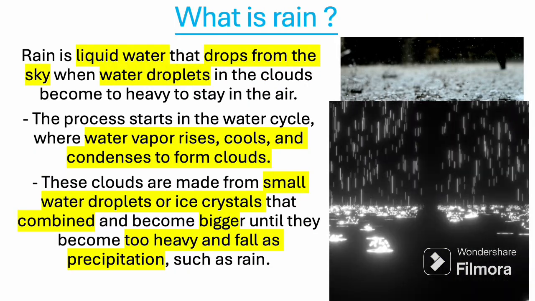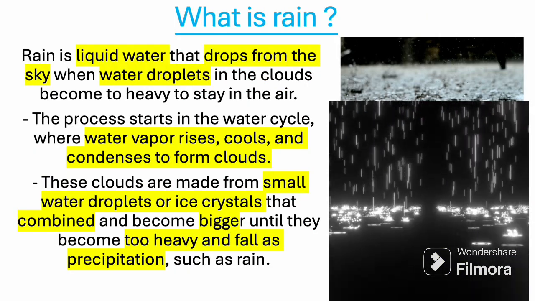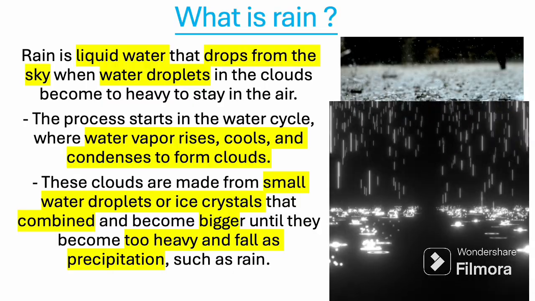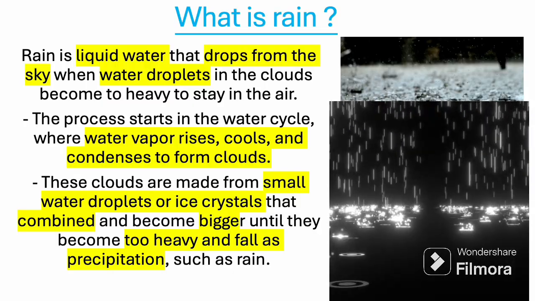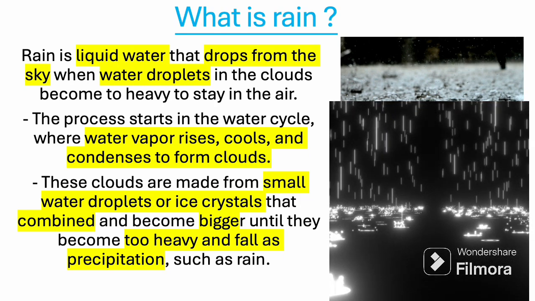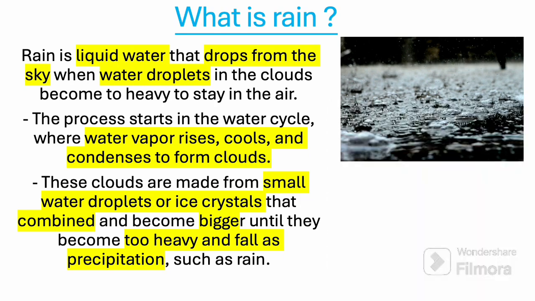What is rain? Rain is liquid water that drops from the sky when water droplets in the clouds become too heavy to stay in the air. The process starts in the water cycle, where water vapor rises, cools, and condenses to form clouds. These clouds are made from small water droplets or ice crystals that are combined and become bigger until they become too heavy and fall as precipitation, such as rain.